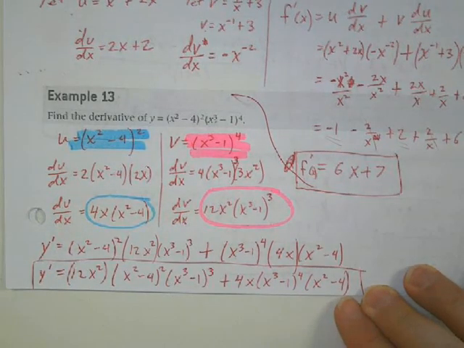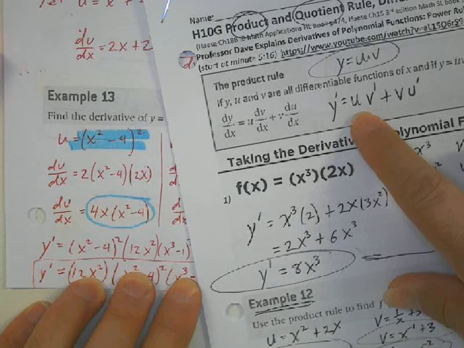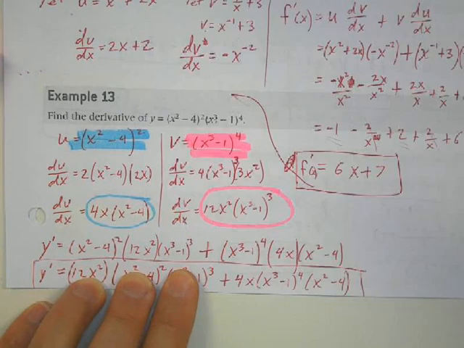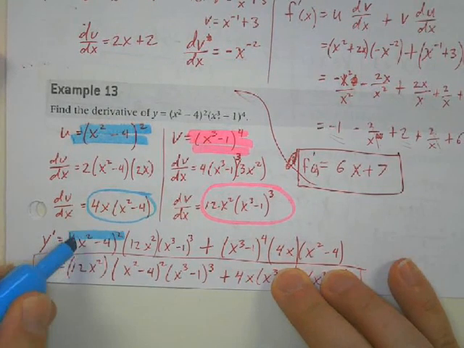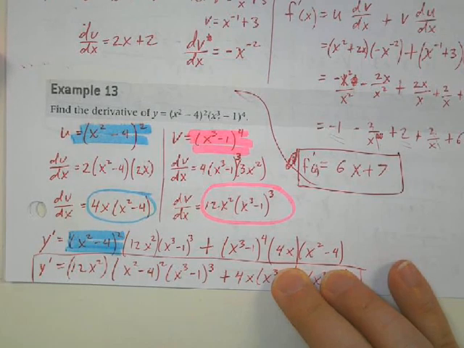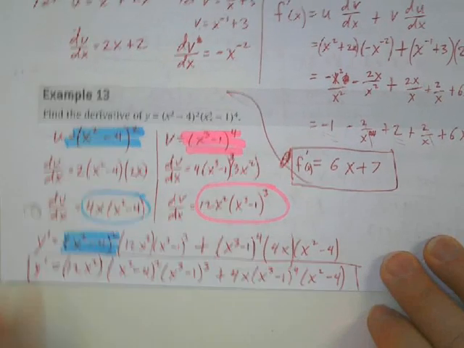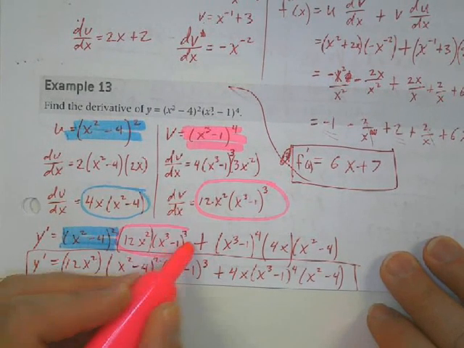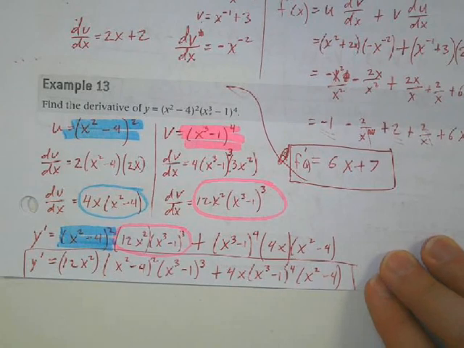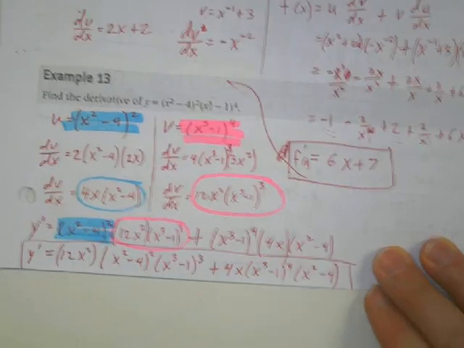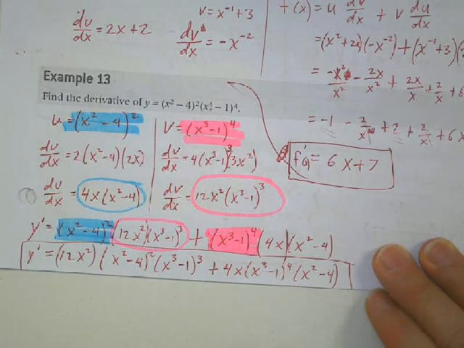Okay, so our formula is u times v prime plus v times u prime. Okay, so here's my u times v prime. V prime is this, plus v times u prime.